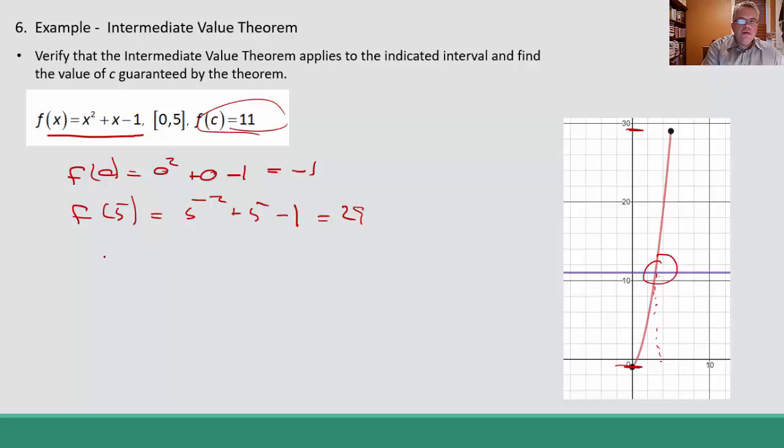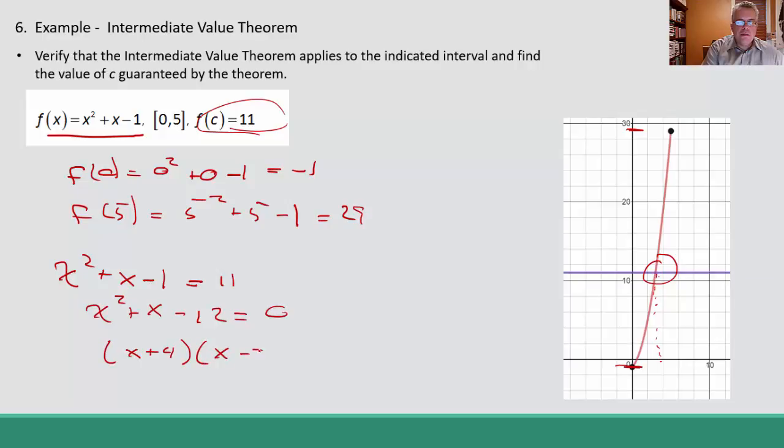That's what we're looking for, is the x value of c, where the value of the function is equal to 11. Now, the way we find that value that's guaranteed by the theorem is just to set f of x equal to the value we're looking for. And it has to be a value that's in between the endpoints. Okay? So, all right, now we just solve it. Actually, you could enter it in your calculator and solve it, but we'll solve it by factoring here. I'll put it in standard form. This is x plus 4 times x minus 3 equal to 0. And I get x equals negative 4 and x equals 3.